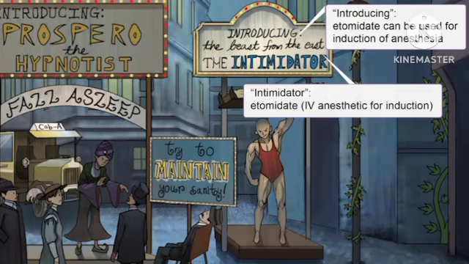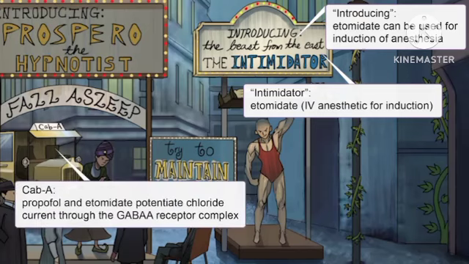Etomidate appears to act primarily through the potentiation of GABA-A-mediated chloride currents, like most of the other IV anesthetics. So remember that GABA cab in the back. One distinct feature of etomidate is its ability to preserve cardiovascular stability after bolus injection.